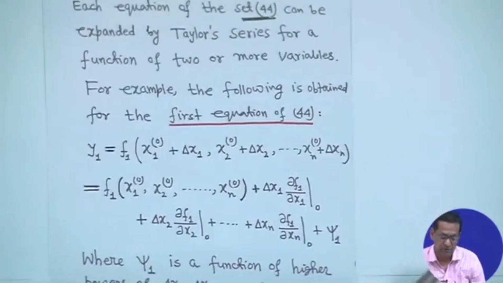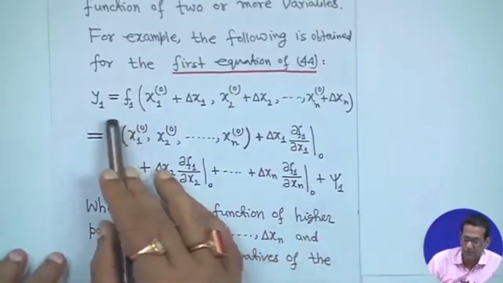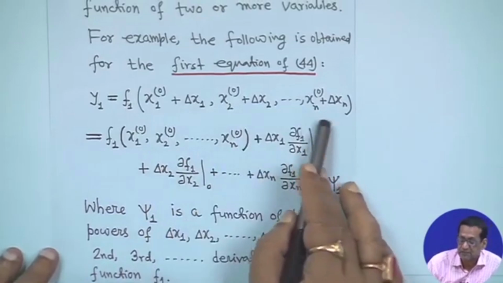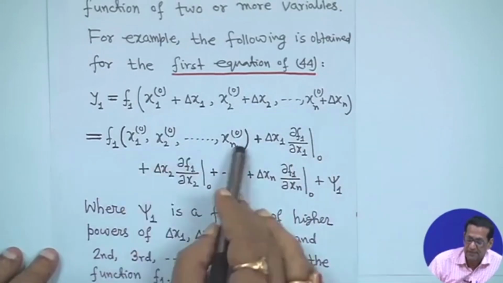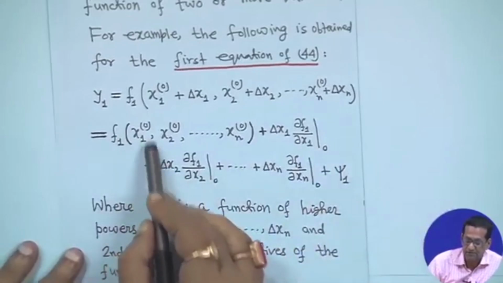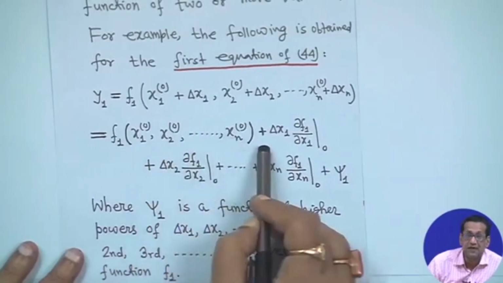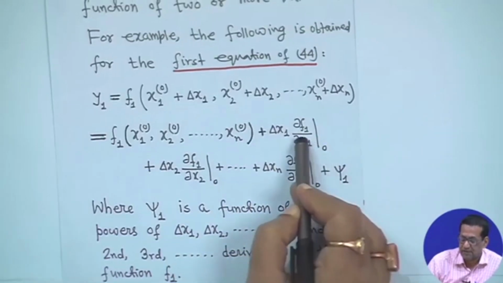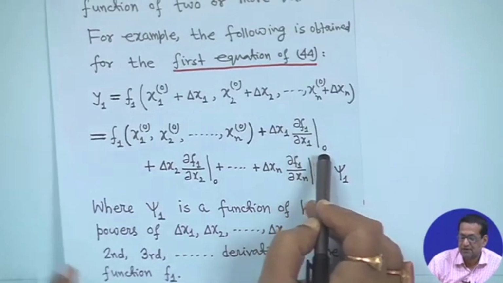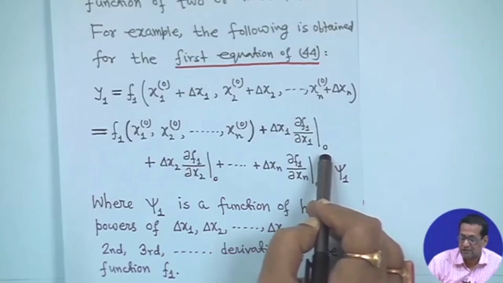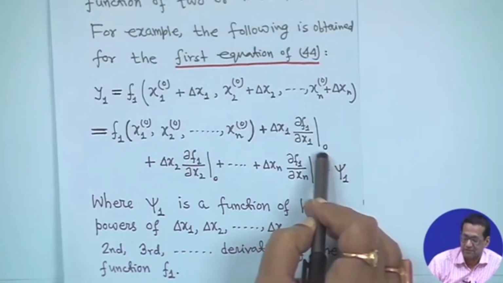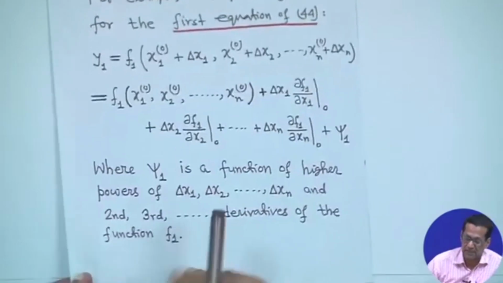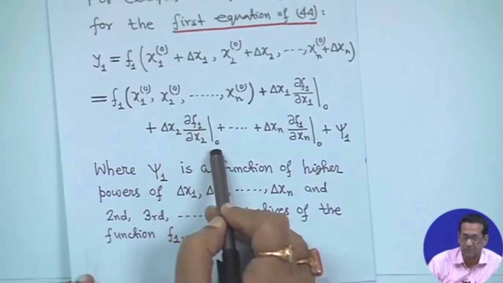So, you can write y 1 is equal to f 1 of x 1 0 plus delta x 1, x 2 0 plus delta x 2, up to x n 0 plus delta x n. You expand it in Taylor series. So, it will become f 1 of x 1 0, x 2 0 up to x n 0, plus delta x 1 times del f 1 upon del x 1, where you take the derivative and put in all the initial values. That is why the suffix 0 is shown here. Whatever x values come, you have to put them. Similarly, plus delta x 2 times del f 1 upon del x 2, same thing up to delta x n times del f 1 upon del x n.